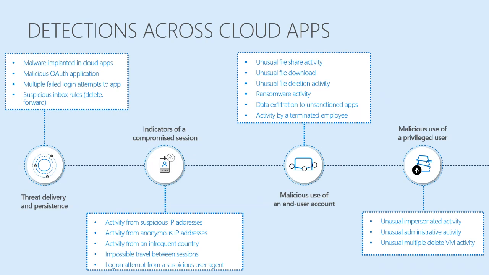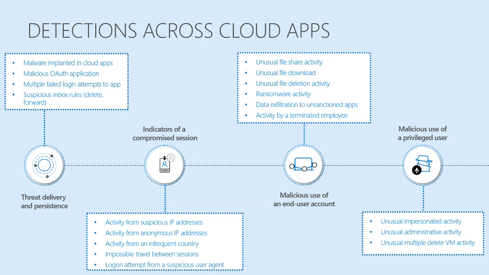So, indicators of compromised sessions. This is well known. Maybe the users are connecting from unusual locations, or suspicious IP addresses, or infrequent travel, impossible travel between the sessions. So these things will be leveraged to identify whether the user has been compromised or not. And of course, the files will be scanned just to understand if there are any ransomware attacks in the files.